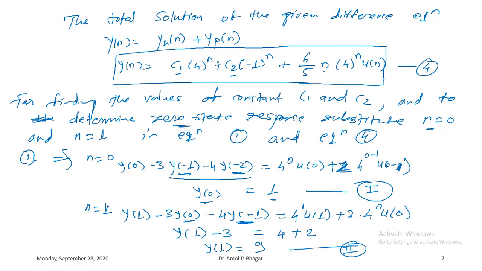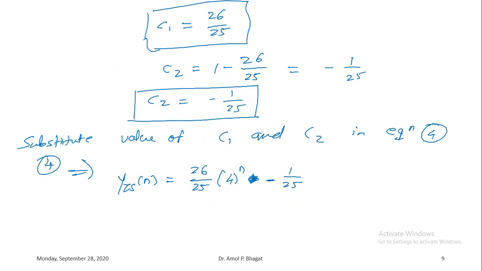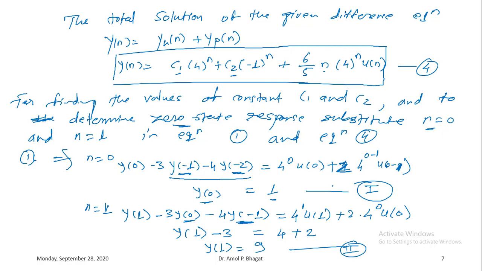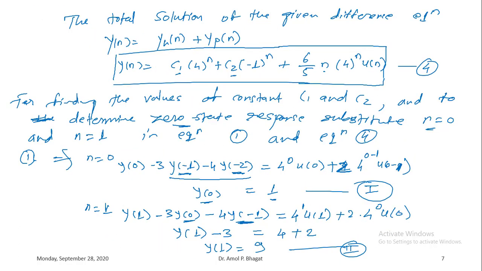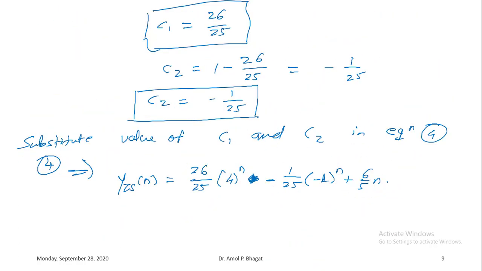Minus 1 to the power n, okay. Next one is plus 6 by 5 n into 4 raised to the power n u of n. Okay, so this is the required zero state response.